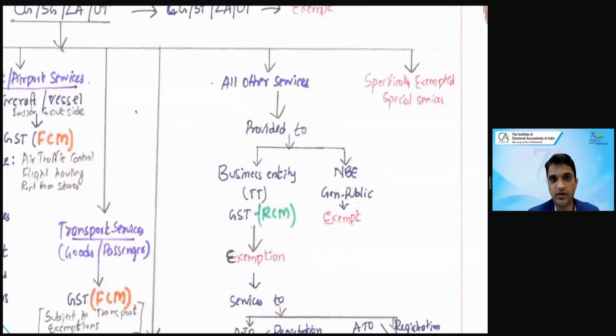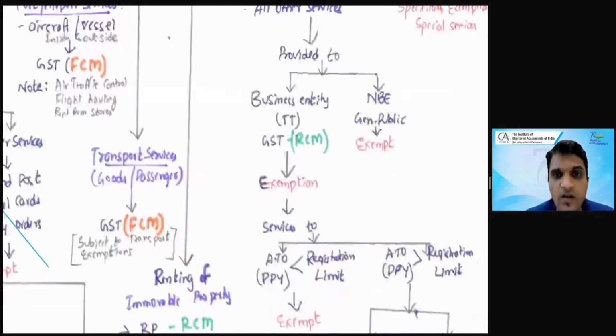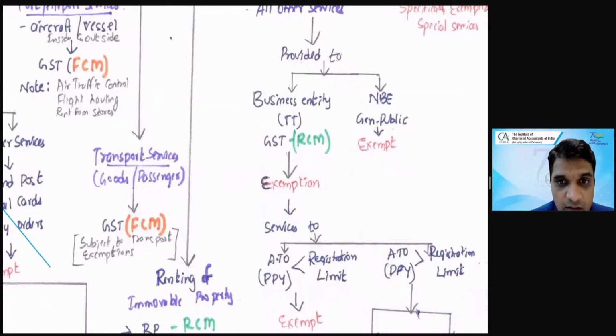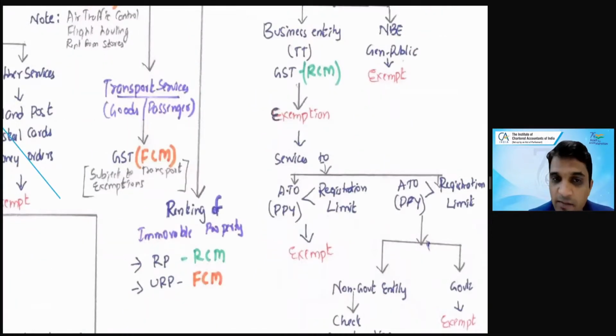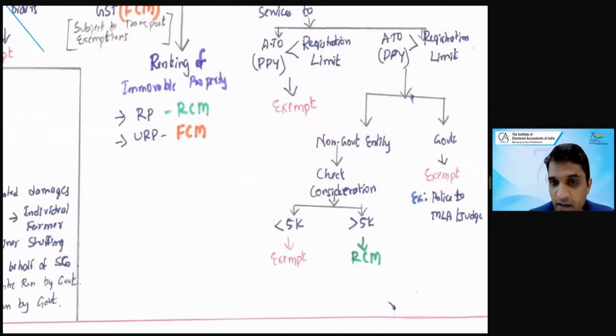Now, other services are, when they are provided to a business entity, then it will be under reverse charge mechanism. Then it also has some exemptions. What exemptions? If the annual turnover of the receiver is less than the registration limit, then it is exempted. If the annual turnover is more than the registration limit, then if it is government, then it is exempted. If it is a non-government entity, again, you have to check if the consideration is less than 5,000 or more than 5,000. If the consideration is less than 5,000, again, it is exempt. If the consideration is more than 5,000, then it is liable to reverse charge.